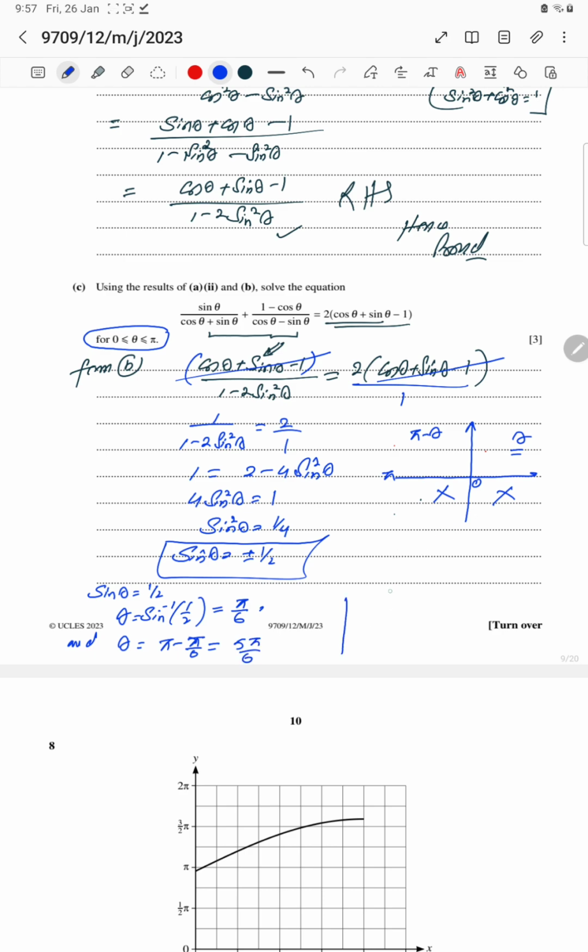Also, when sine theta is equal to minus 1 by 2, so theta will equal to sine inverse of minus 1 by 2. So with the help of calculator, shift sine of bracket minus 1 divided by 2, we get minus pi by 6.